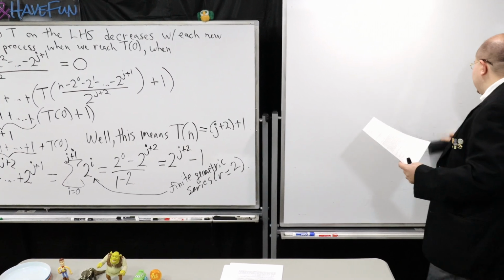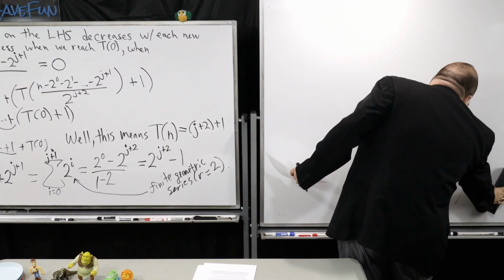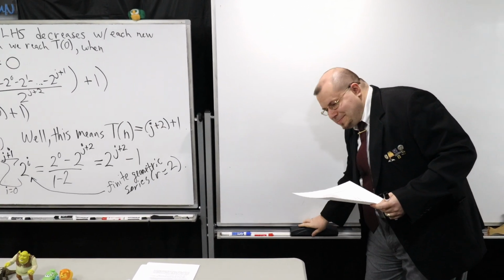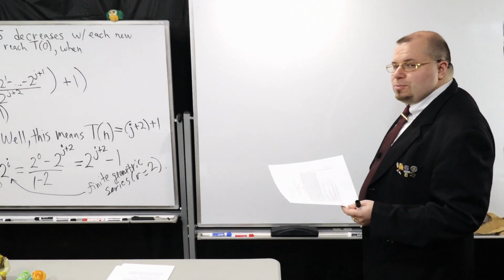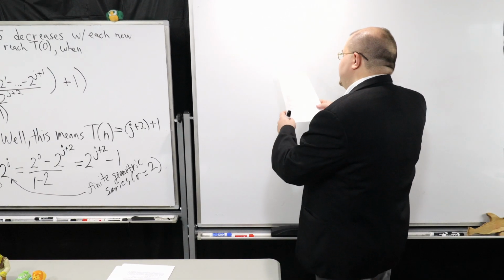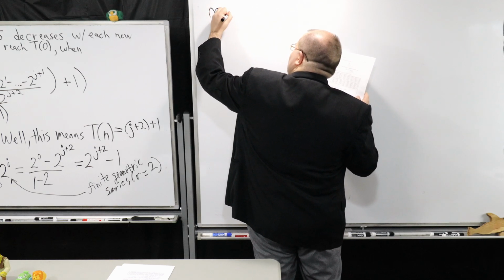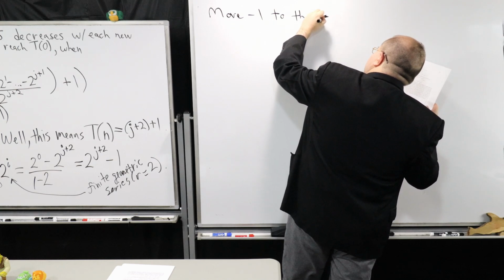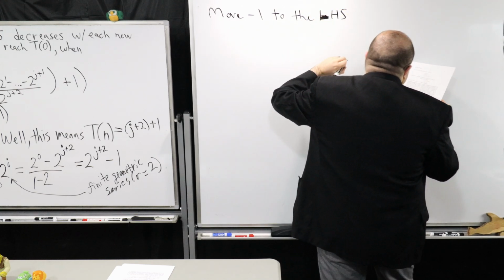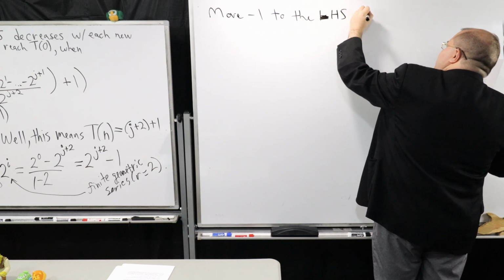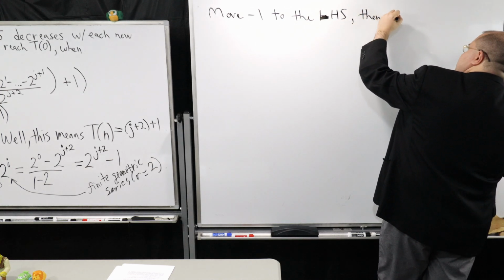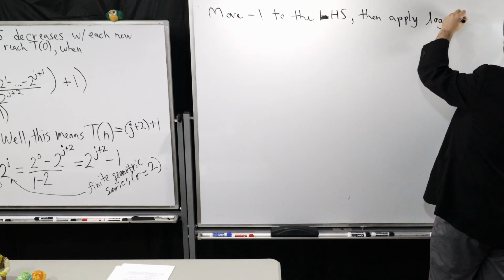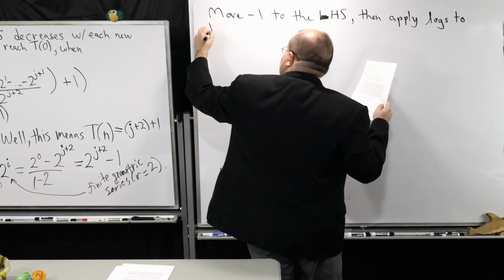So let's see what we could do with this. We're going to use a trick that we're going to use at least a couple more times in this course. I'm just going to move that minus 1 onto the left-hand side. Then we're going to apply logarithms to both sides. Specifically, we're going to use log base 2.